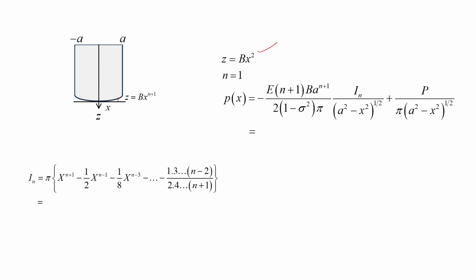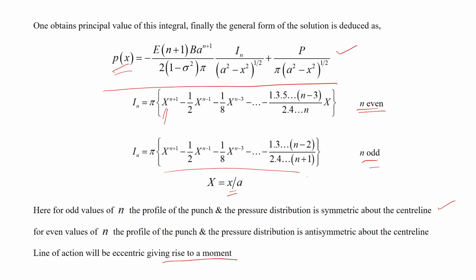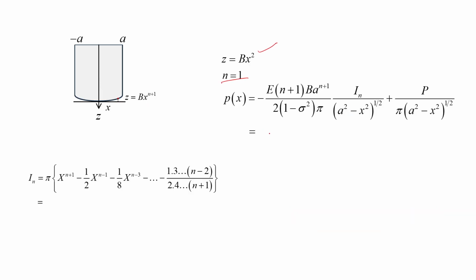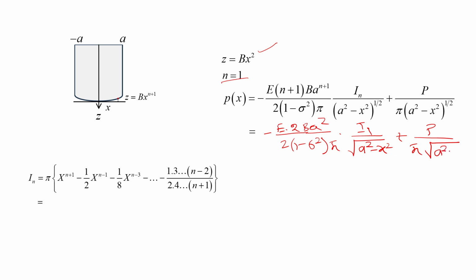And so, therefore, as an example case, let us say that z is equal to b x square, where n is equal to 1. And so, from this particular expression, I will have here that p of x is equal to minus of e into 2 into b a square divided by 2 into 1 minus sigma square into pi, and I of 1 and square root of a square minus x square plus capital P by pi into square root of a square minus x square. Now, the I value at n is equal to 1 can be found from here. So, we have to take only this particular term, capital X square minus 1 by 2, and x to the power 0 is 1. So, I need to take only these two terms.